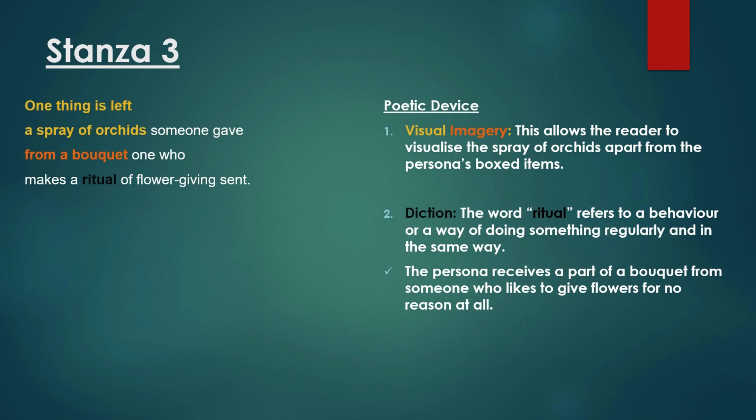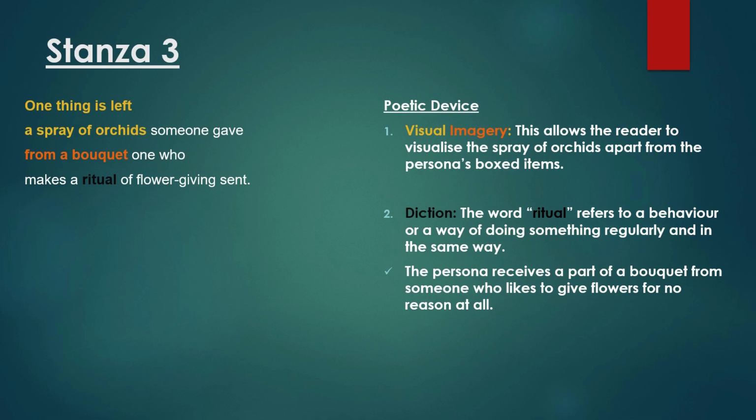It is left behind. So this visual imagery actually allows the reader to visualize the spray of orchids apart from the persona's boxed items. Okay, so that's our first poetic device. Then we have diction. Diction is not a figurative device, but it is a poetic device. And usually, if you're using diction as a poetic device, you have to identify a word from the poem. And when you find that word, it is important that you give a definition for that word.